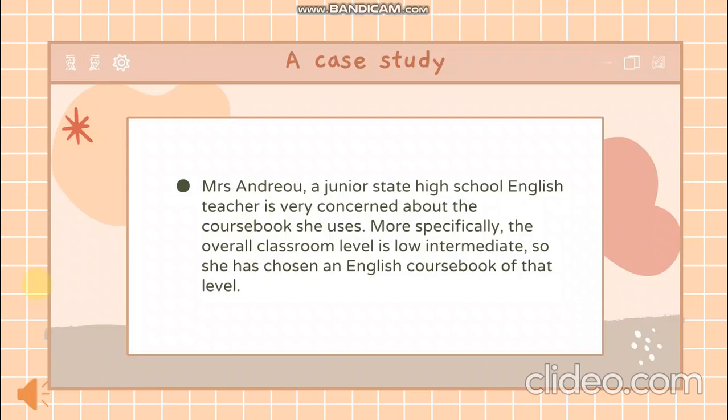A case study. Miss Andrew, a junior state high school English teacher, is very concerned about the coursebook's use. More specifically, the overall classroom level is low intermediate, so she has chosen an English coursebook of that level. However, there are marked differences between the students as far as their proficiency level and foreign language performance are concerned.